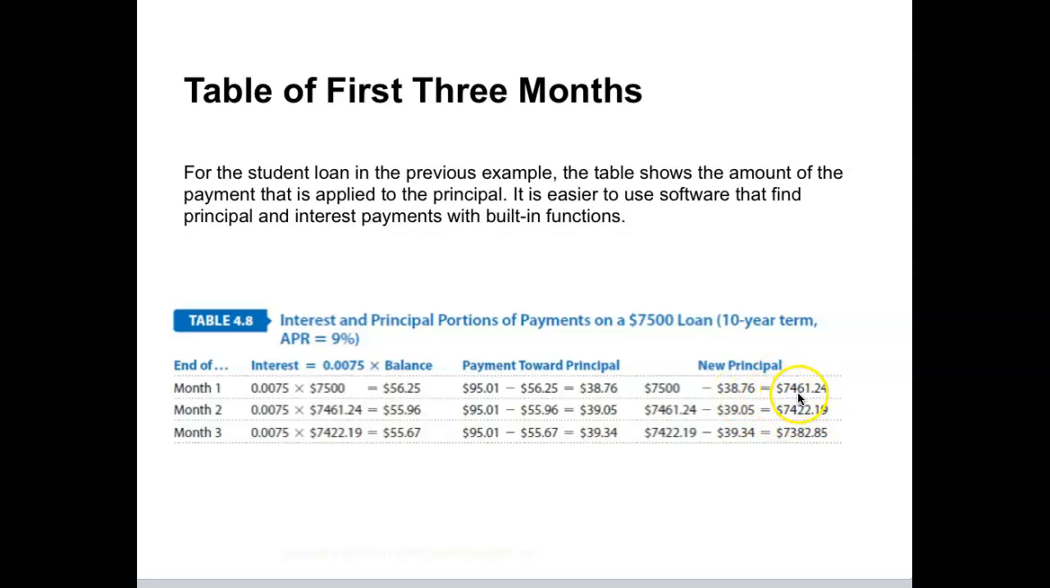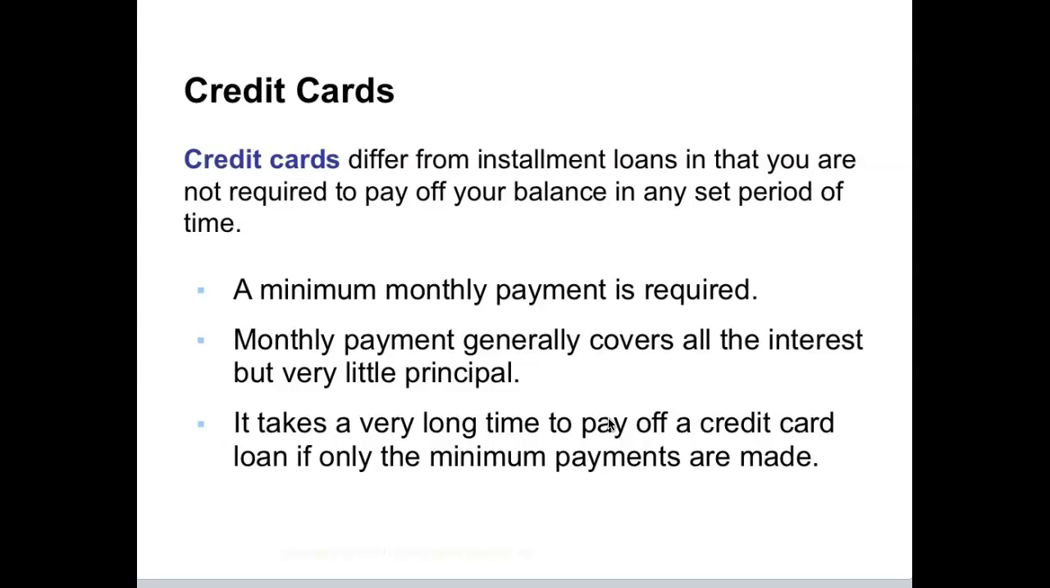After month 2, they only have $7,461 to charge you interest on. So you can see that the interest slowly comes down. In month 2, you're only paying $55.96 in interest, and that means $39.05 in principal. So as your principal comes down, your interest comes down, and your payments shift from paying more towards your interest to paying more towards your principal eventually over the life of your loan.